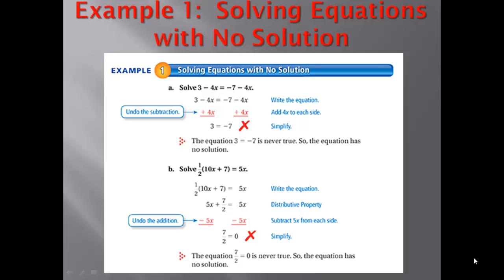For b, we're going to solve 1/2 times the quantity 10x plus 7 equals 5x. First step is to do the distributive property. 1/2 times 10x is 5x, and 1/2 times 7 is 7/2. So we're going to have 5x plus 7/2 equals 5x. Our next step is to subtract 5x from each side. After we do this, we're going to get 7/2 equals 0. The equation 7/2 equals 0 is never true, so the equation has no solution.